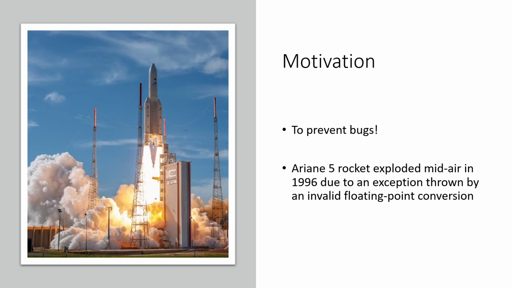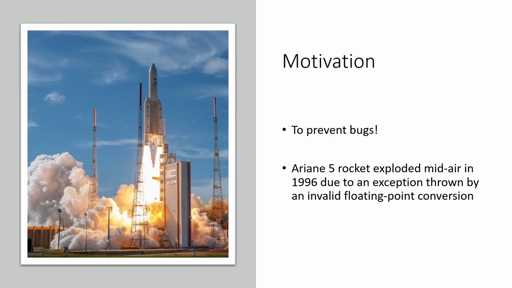Why do we need to verify C programs that use floating points? Floating points are used in many fields, including many mathematical intensive computational areas, such as automated control systems. The main motivation to verify these programs is to prevent bugs. The image you see on the left shows Ariane 5, a rocket that exploded midair in 1996 due to an exception thrown by an invalid floating point conversion.